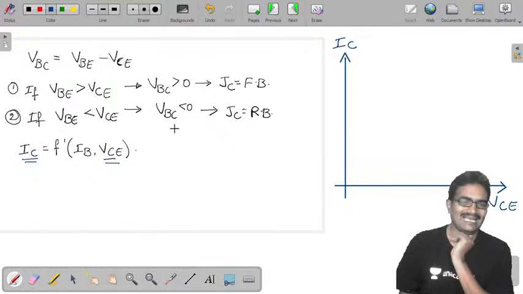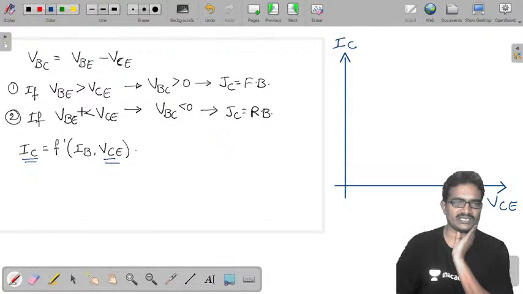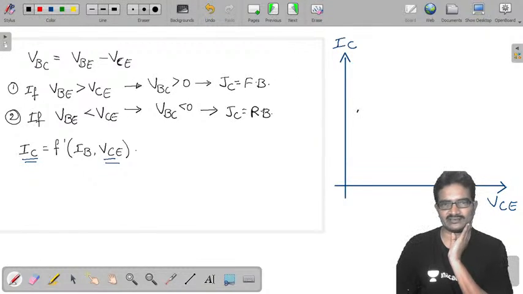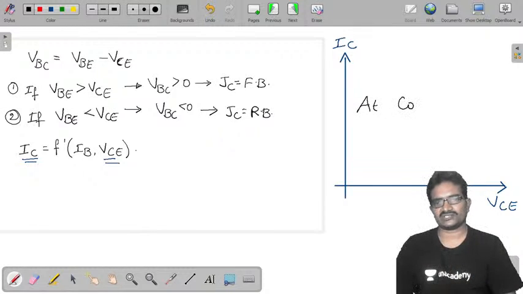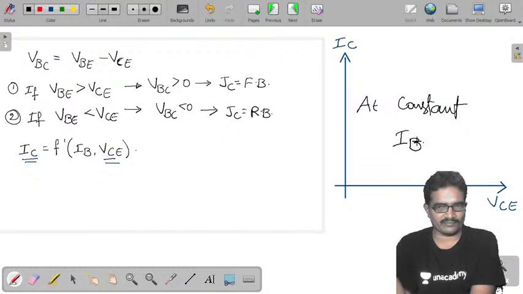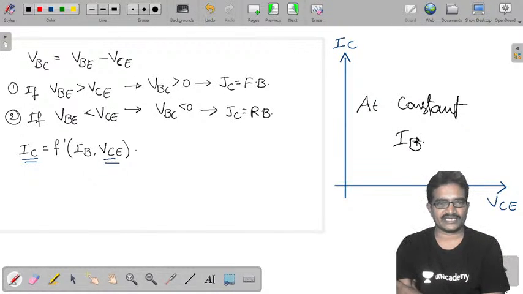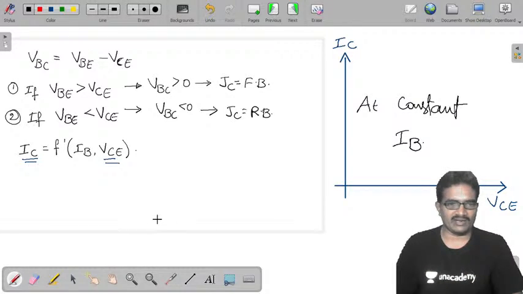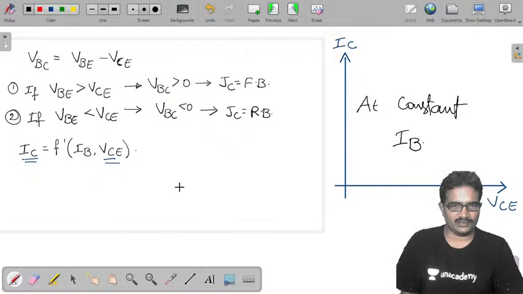Now, you need to plot it at constant base current IB. Therefore, this plot is at constant base current. Fine. Now I am taking the transistor in CE.